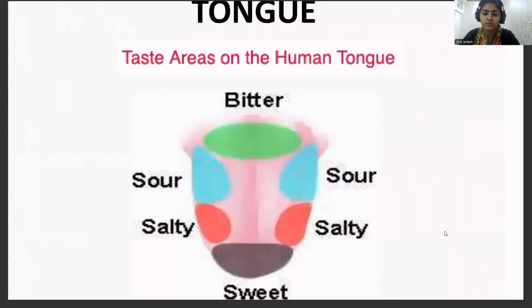Then further we will talk about taste areas on the human tongue. Beneath we have sweet in the violet color, then salty, sour, and in the green we can see bitter. These are the tastes you can see, the way we feel taste.